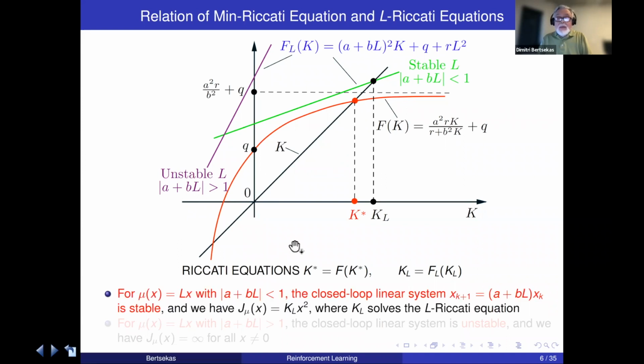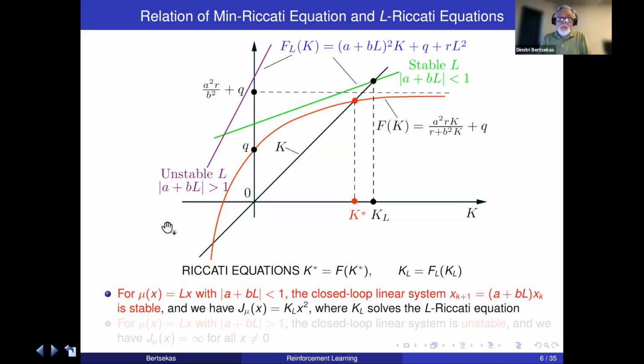Now, notice that this figure is valid if the absolute value of A plus BL is less than 1. Why is that? Well, if this is true, then this green line has a slope that's less than 45 degrees and intersects the black line on the right side of K star. If, on the other hand, A plus BL is greater than 1, then the slope is greater than 45 degrees, and the intersection is somewhere else, which is not of interest.